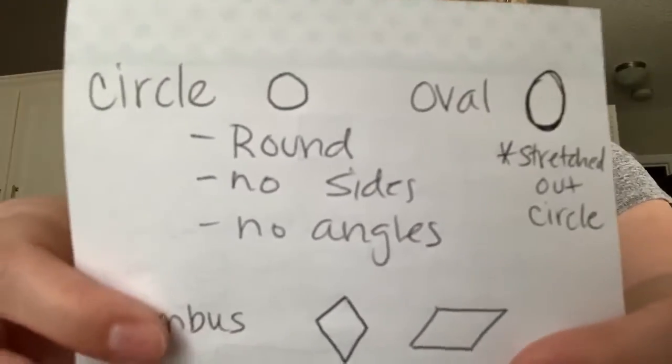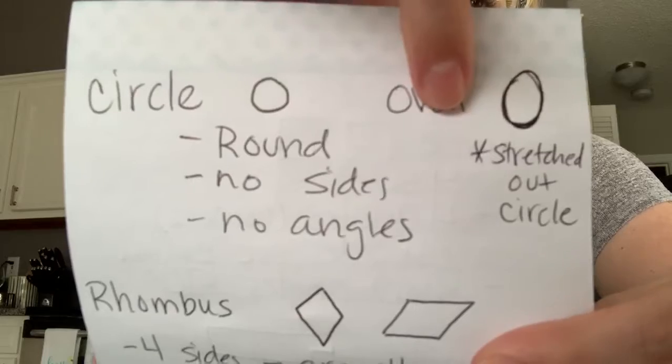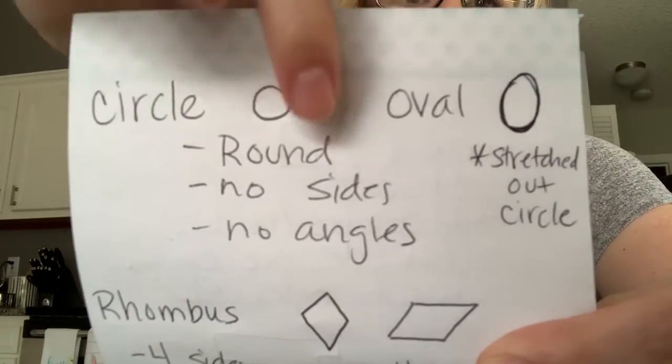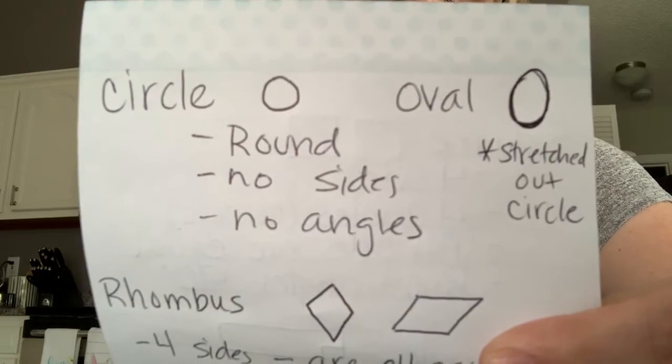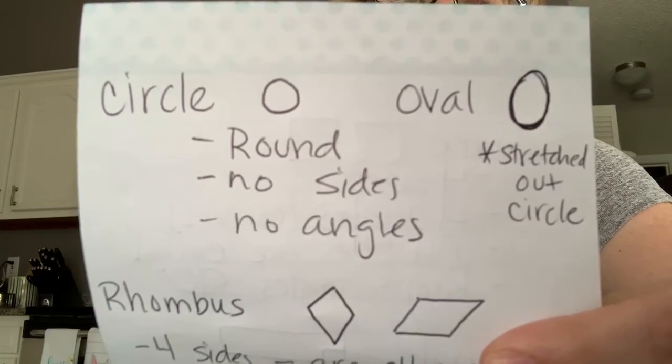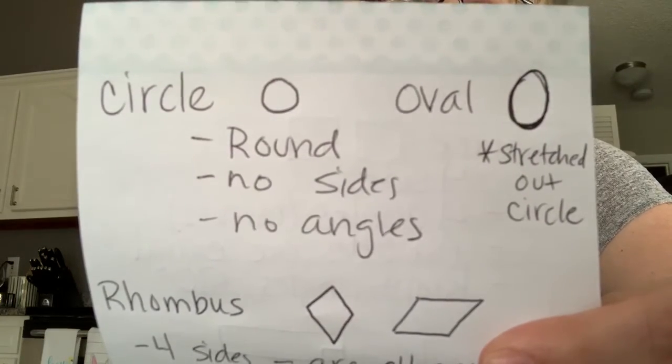Okay, what is the name of the shape that is the stretched out version? An oval, very good. And what is the name of the shape that's perfectly round? A circle, very good. So we did our circle and our oval. And we know that they're both round, with no sides and no angles, but the circle is perfectly round. It makes the letter O, whereas the oval is like a stretched out circle, where it's gonna be smaller on the ends. Awesome.